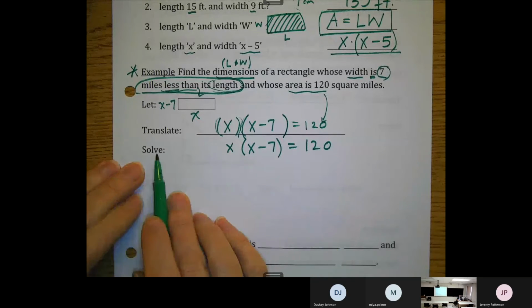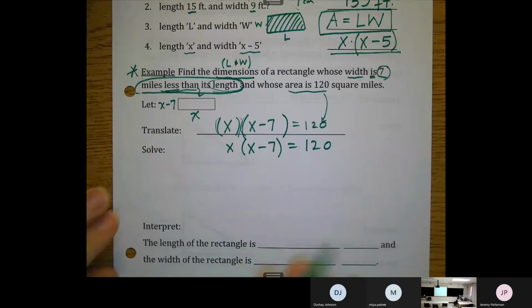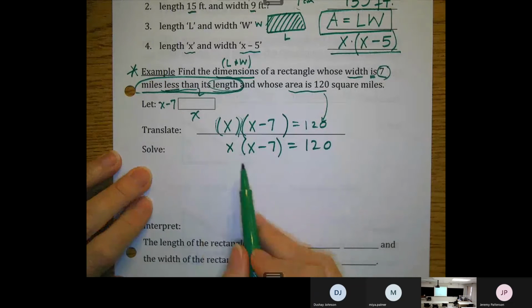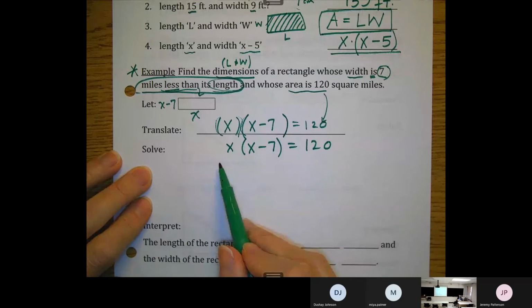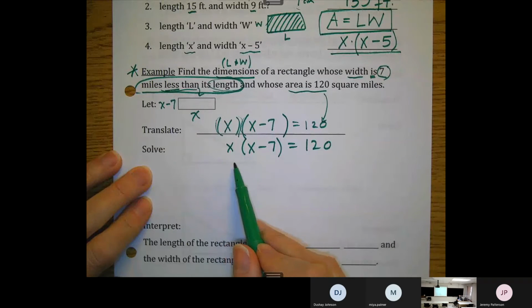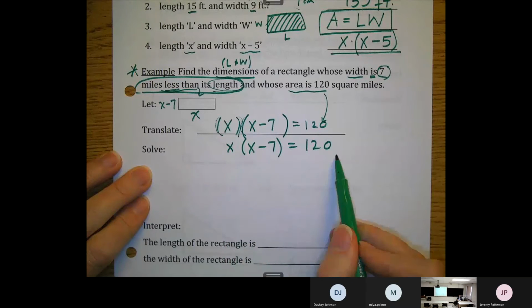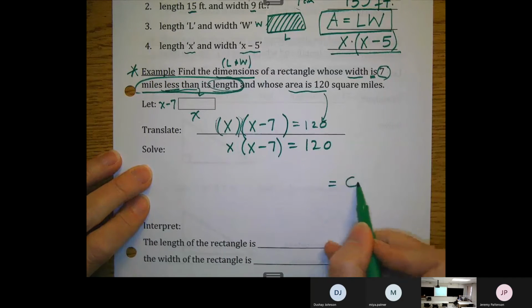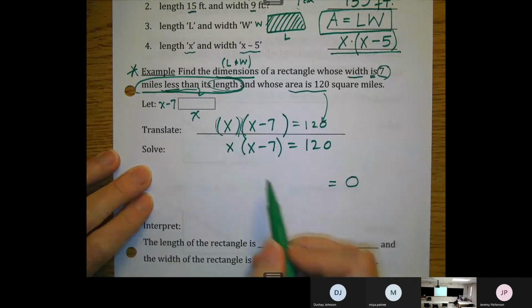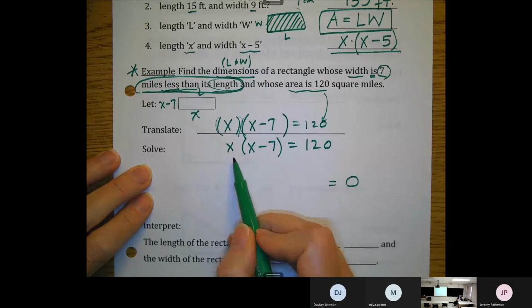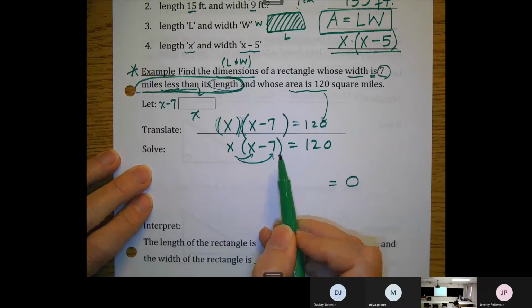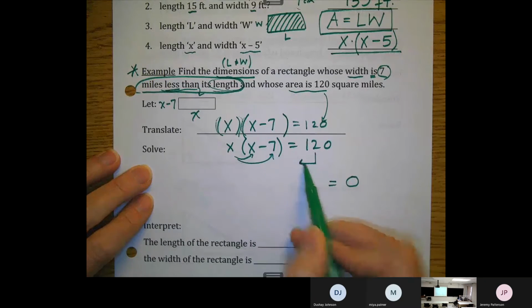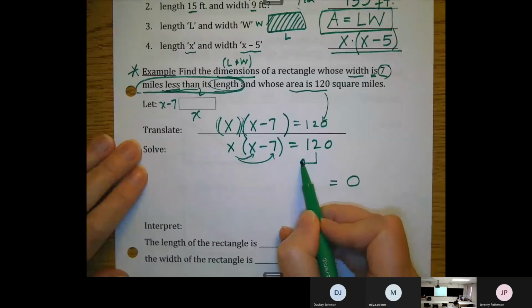All right, so for our solving, we want to think like we were just talking about in the previous section. We'd like the left side to be in descending order. In other words, the exponents should be descending. And the right side, we'd like it to be equal to 0. So it looks like we're going to need to do a couple things to make that happen. We're going to need to distribute the x on the left side, and we're going to need to move that 120 over.